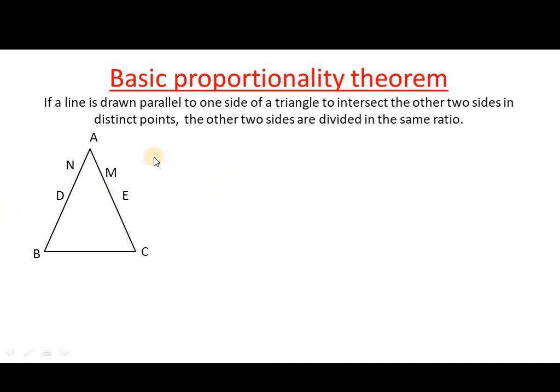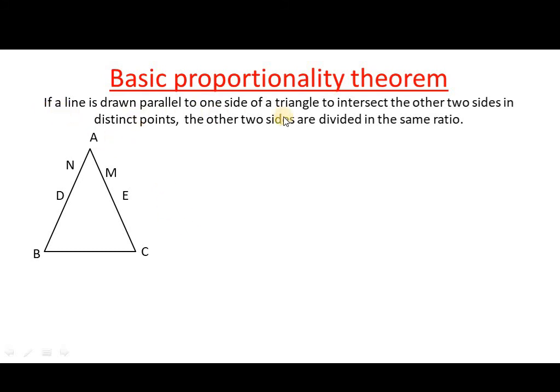Now in today's class we will discuss the basic proportionality theorem. This theorem is also called Thales theorem. So what does this Thales theorem say? Let us see the statement of the Thales theorem. If a line is drawn parallel to one side of a triangle to intersect the other two sides in distinct points, the other two sides are divided in the same ratio.